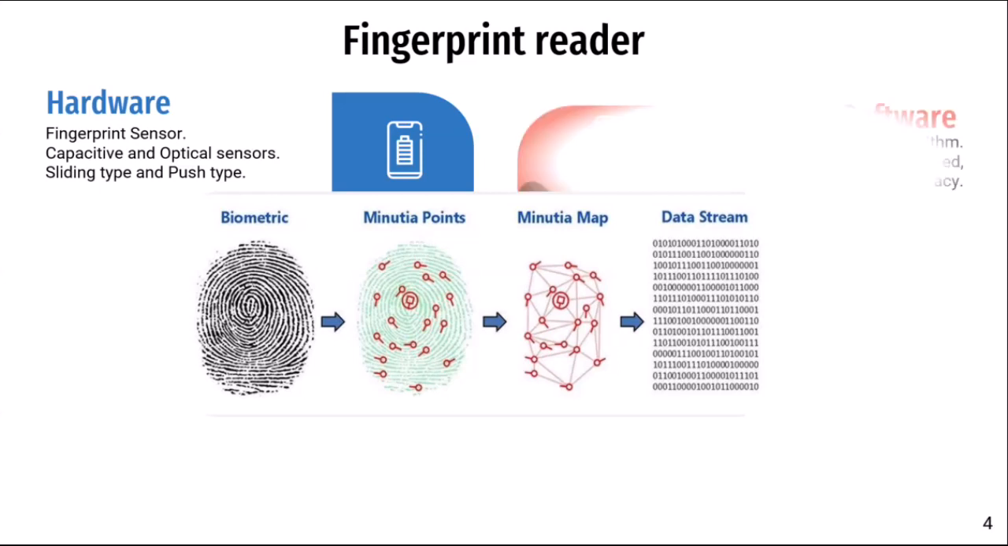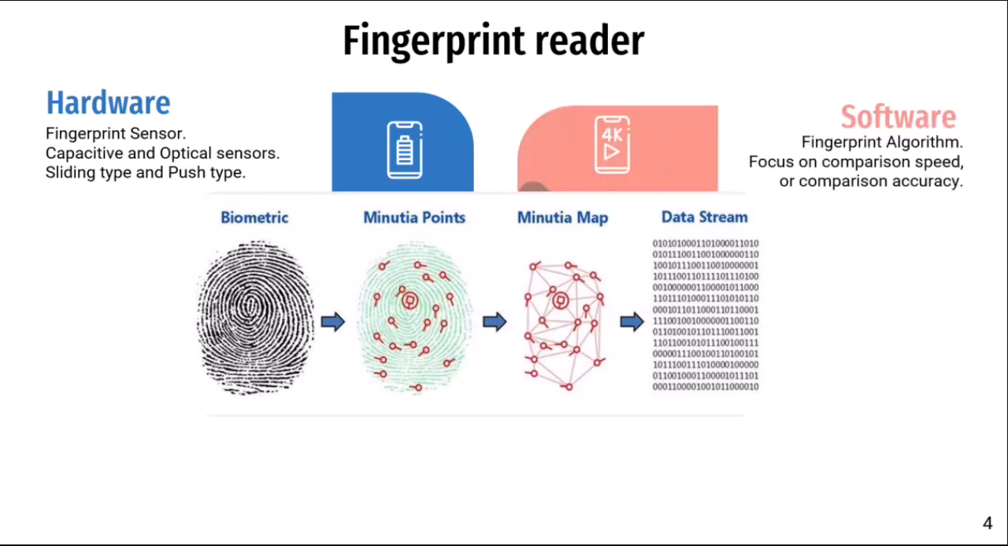And the next part is the software. For software, we usually use a fingerprint algorithm. Some algorithms focus on speed, and others focus on accuracy.